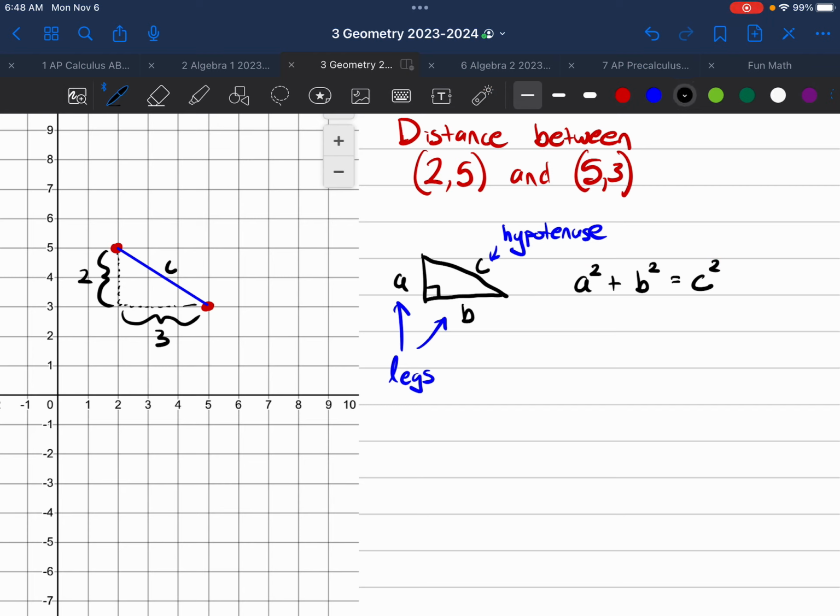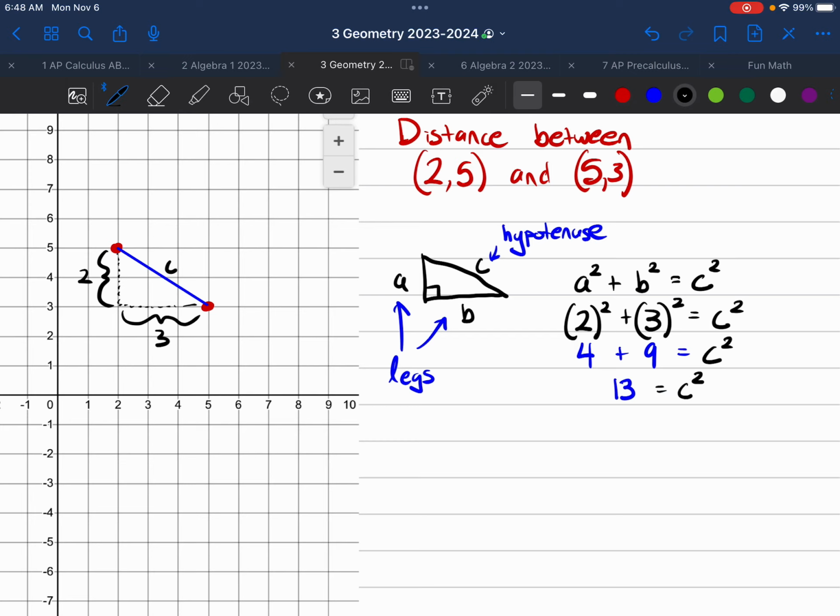So let's plug in. I have 2 for my A, and I have 3 for my B, so that's 2 squared plus 3 squared, and that's going to be equal to c squared. So what is 2 squared? This 2 squared means 2 times 2, and 2 times 2 is 4, so I'm going to say 4 plus, okay, what's 3 squared? 3 times 3 is 9. This is going to be equal to c squared. And I can simplify 4 plus 9, that's going to be 13, which is equal to c squared.